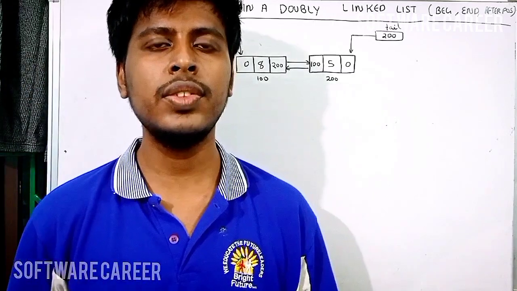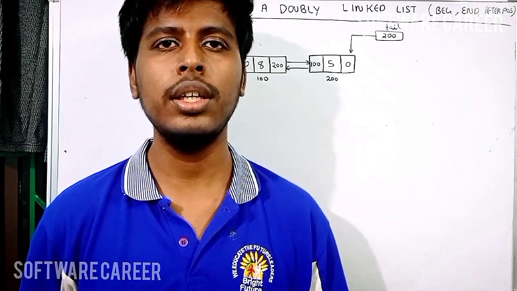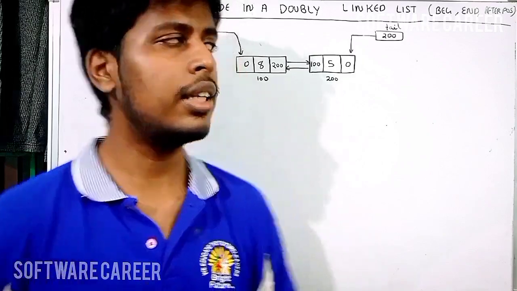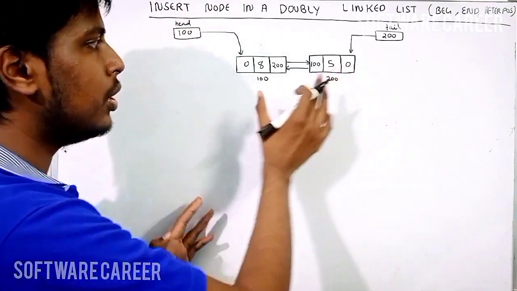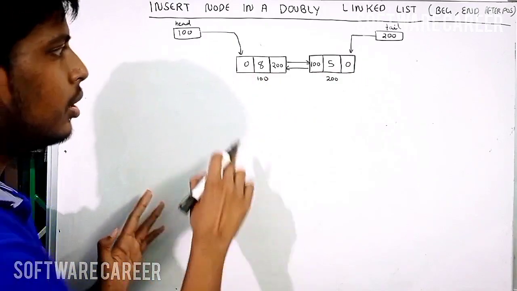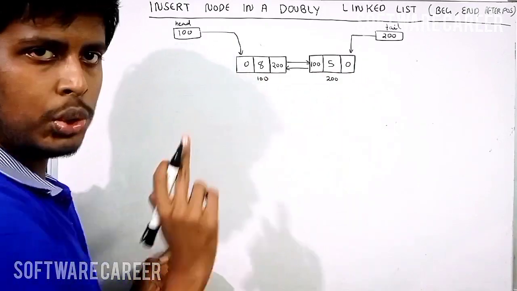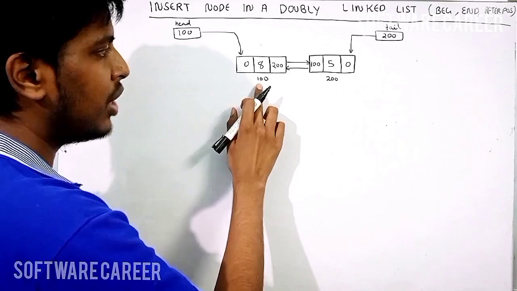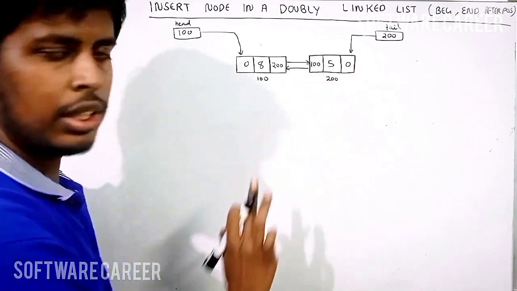Hello everyone, in this video I am going to teach how to insert a node into a doubly linked list. First I'll teach you how to insert a node at the beginning of a doubly linked list. This is the given doubly linked list with two nodes. This is the first node having address 100, this is the second node having address 200.